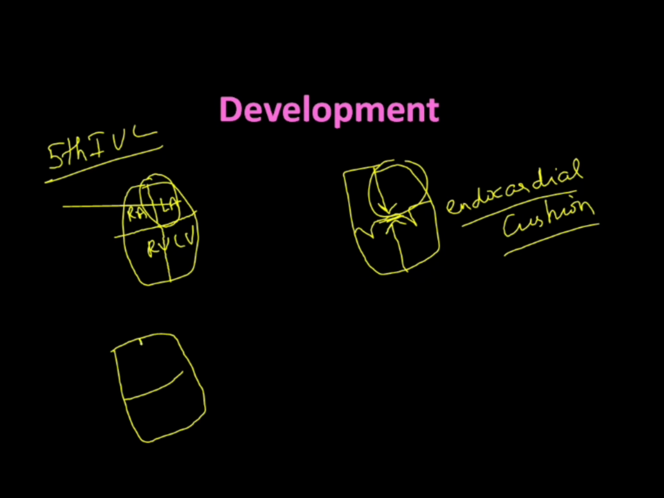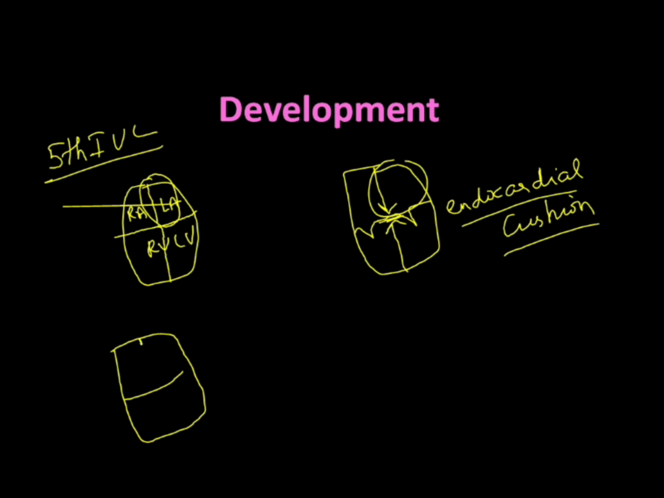Why should you have this foramen primum? Because during intrauterine life, the blood from your right atrium is shunted towards the left atrium. So for this you need an opening, and that is served by your foramen primum. Now as the septum primum grows down further, it will close the foramen primum.